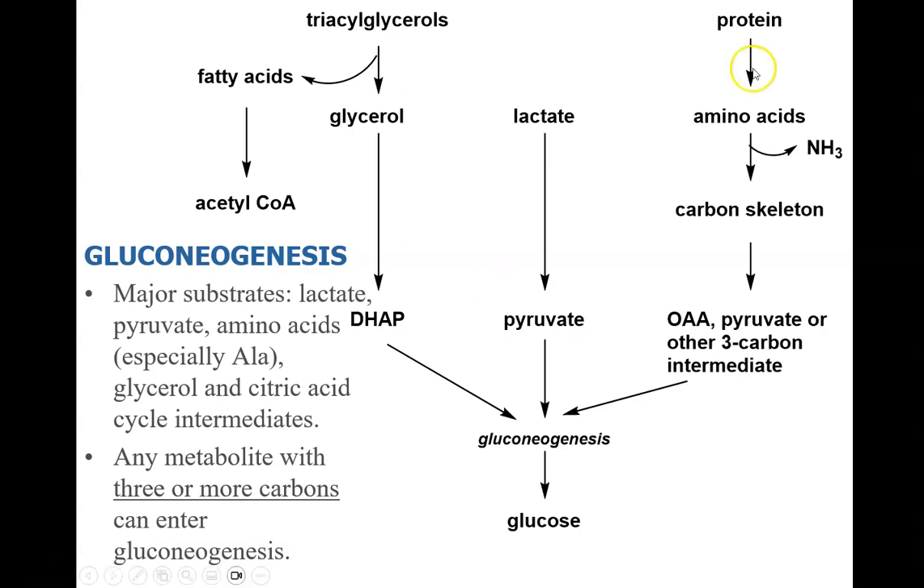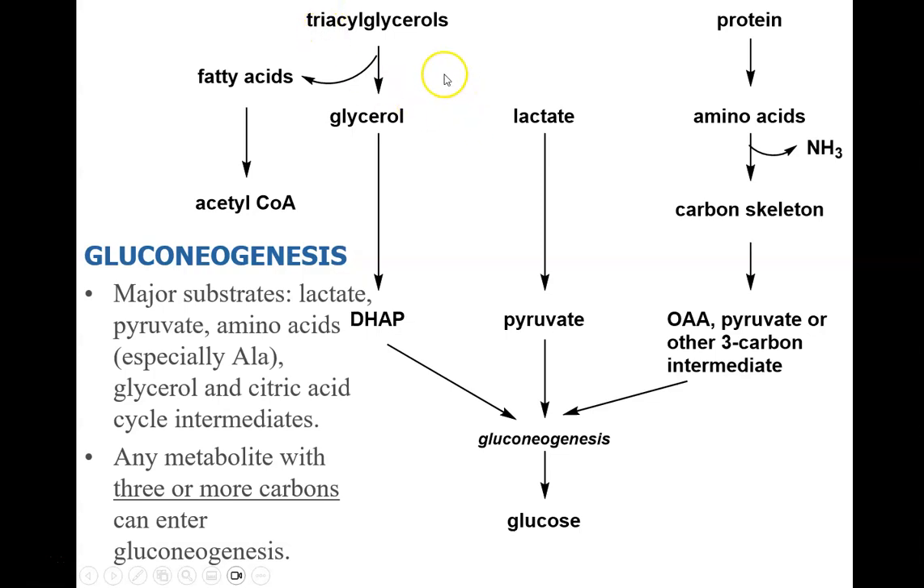If you have protein, for example, proteins can be broken down into amino acids, and when they're stripped of their nitrogens as NH3, we'll talk about that in a later chapter, if your carbon skeleton is a minimum of 3 carbons, you can convert that carbon skeleton to OAA or pyruvate or some other 3-carbon intermediate. So you have to have 3 carbons. 2 is not enough. Those can be converted to pyruvate, or they might be converted to something else along the pathway.